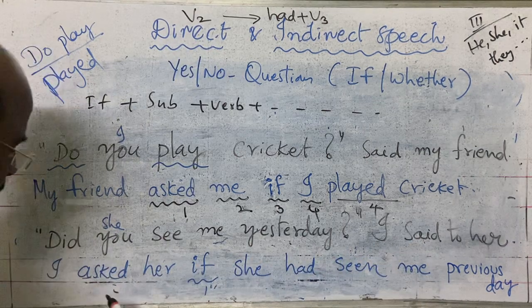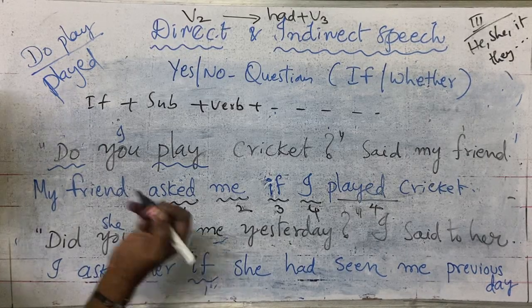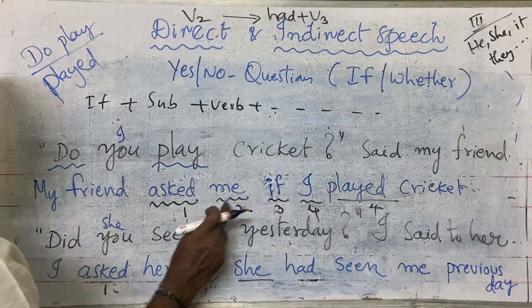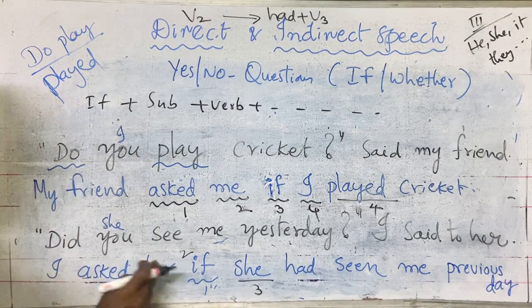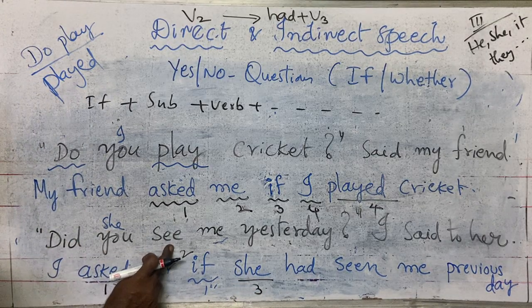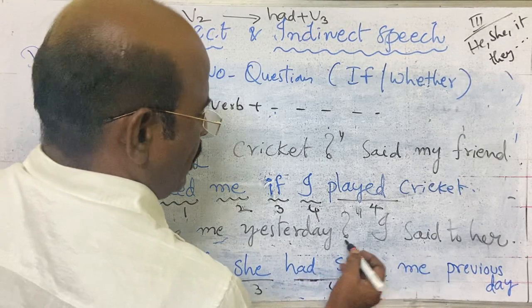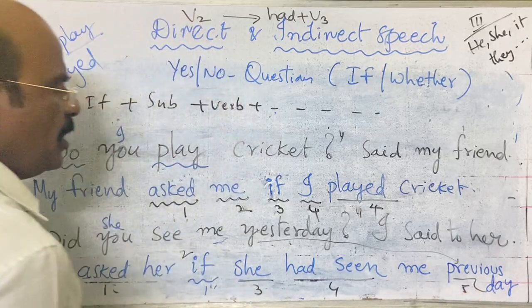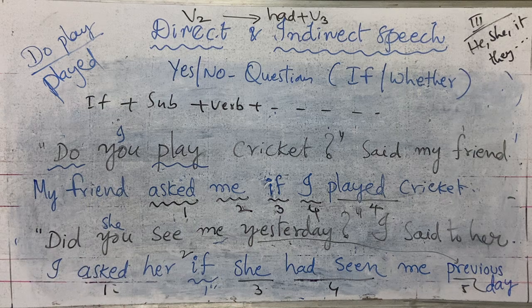So one change is this: said to we write as asked. Here conjunction written if. Here you means before who is there? Her. So that's why I am taking she. Verb did see, past tense given, had seen written. Again me is not changed. Yesterday converting into previous day. Five changes. These models are quite important. Very, very, very important.